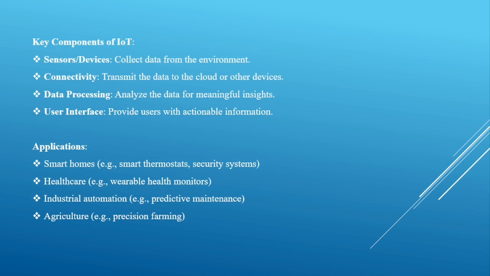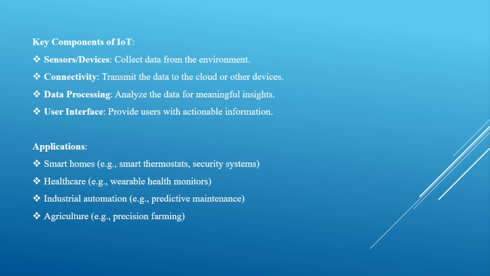Some of the key components of IoT are sensors or devices, which are used to collect data from the environment; connectivity, to transmit the data to the cloud or other devices; data processing, to analyze the data for meaningful insight; and the user interface, to provide users with actionable information.